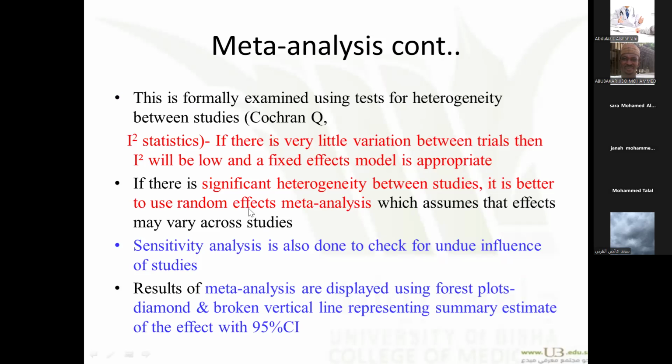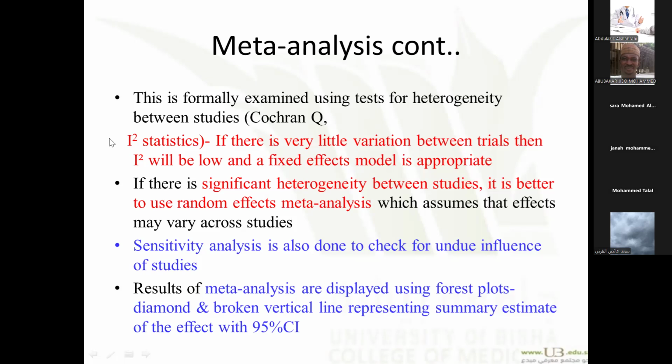For example, in a meta-analysis of trials, if there is a little variation between the trials, you calculate the I-square. Now, if there is significant heterogeneity between the studies involved, it would be better to use what you call the random effects meta-analysis. You can also do sensitivity analysis to check if one study has an undue influence over the results you are bringing.